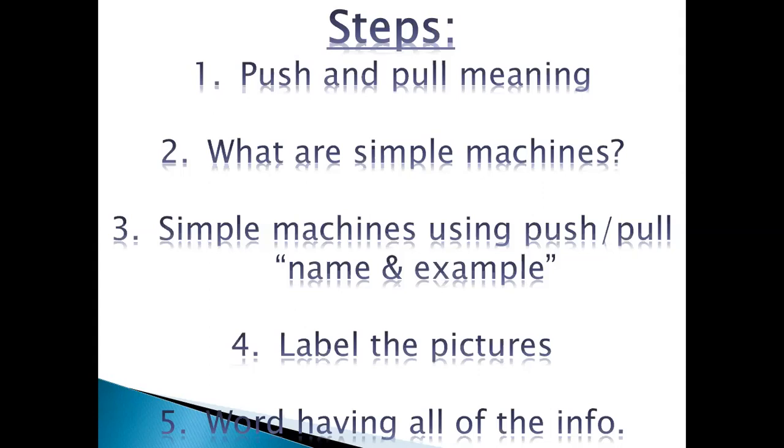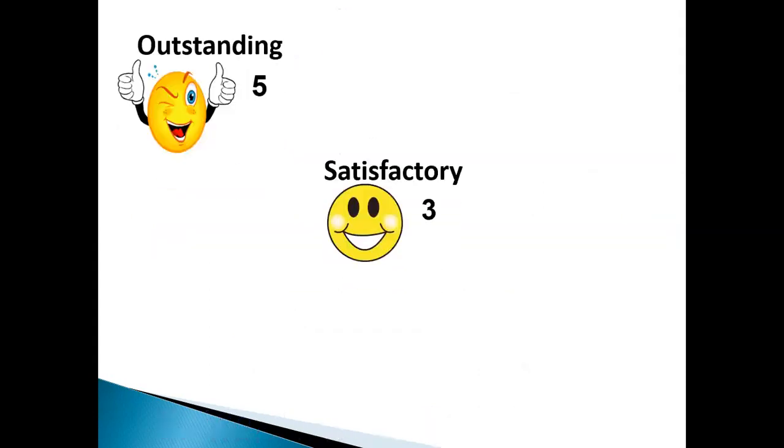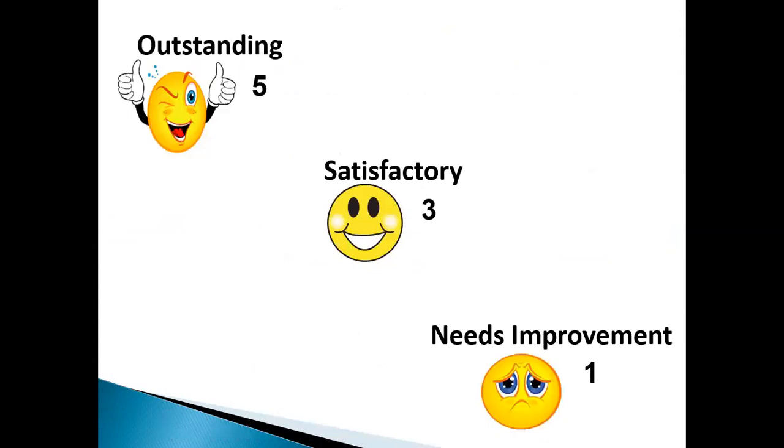And I want examples. You are not going to give me 1 example or 2. I want examples, at least 4, 5, 6. Okay, I don't want just 1 or 2. No, I want to see that you understood what you are doing, what are the simple machines using push and pull. Okay, how am I going to give you the marks? Either 5 out of 5 or 3 out of 5 or 1 out of 5.